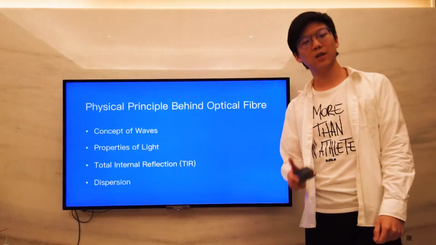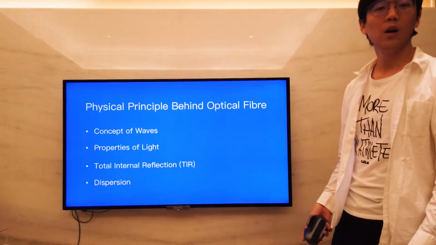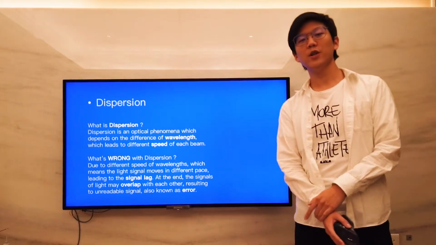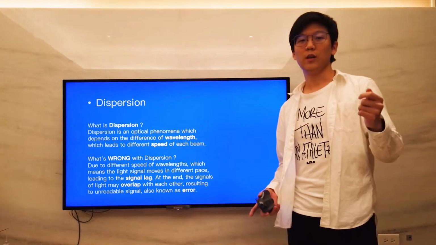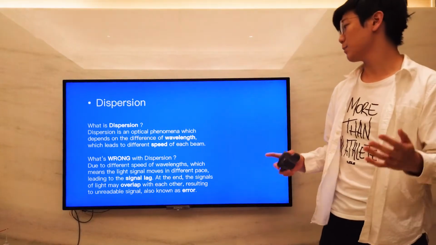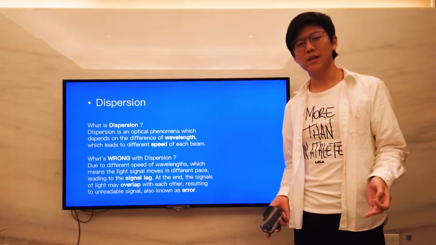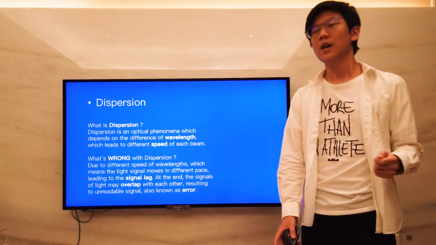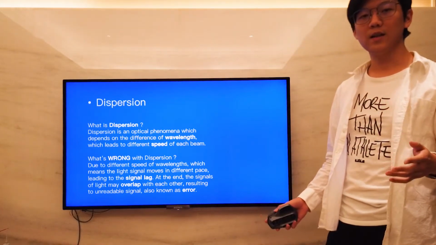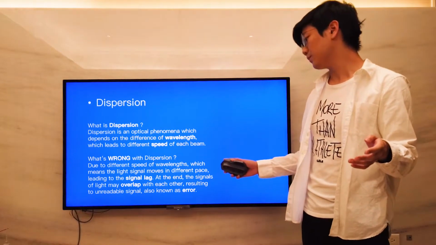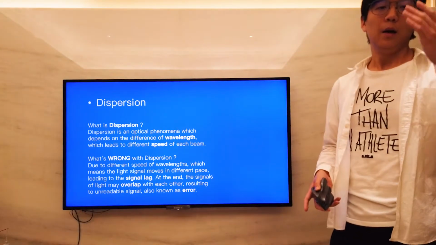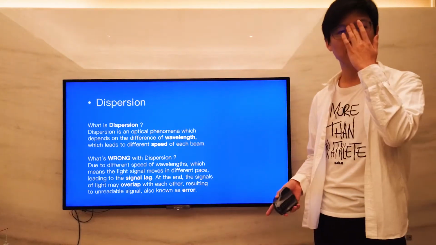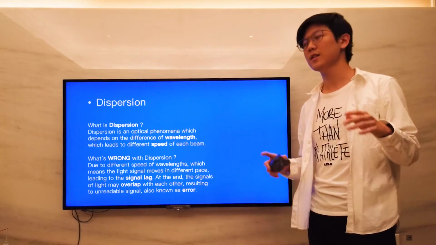Okay, last but not least, let's talk about the final problem, dispersion. What is dispersion? Frankly speaking, dispersion is an optical phenomenon which leads to different speeds for each light beam due to the different wavelengths. And is there anything wrong with dispersion? For sure, definitely. Due to the different speeds of the wavelengths, there will be a signal lag. And the signal lag will finally turn out to be an error, which means the signals will overlap with each other. That isn't a good sign.